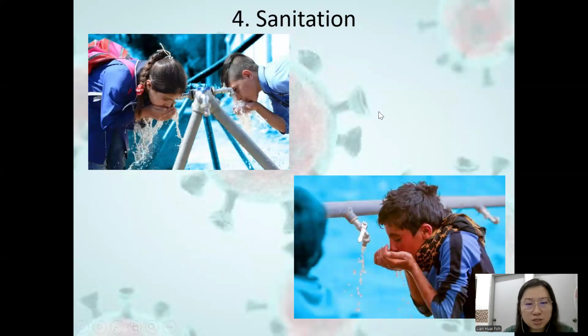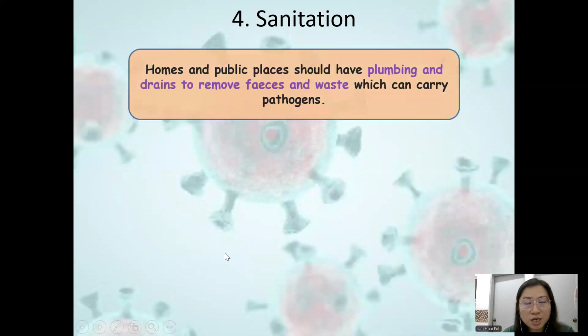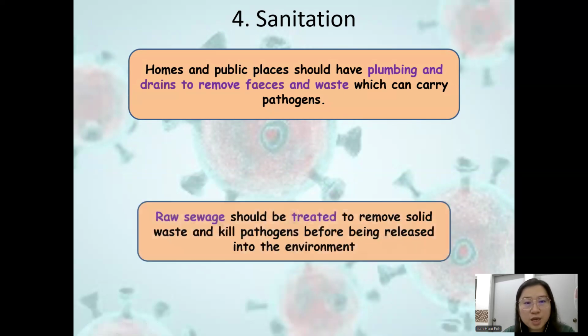Okay, sanitation. If you look at the picture, we try to provide clean water. We try to have sewage treatment, with pumping and drains to remove the feces and wastes in an orderly manner. Raw sewage should be treated so that we can remove some of the waste and also kill the pathogens before they are released into the environment.